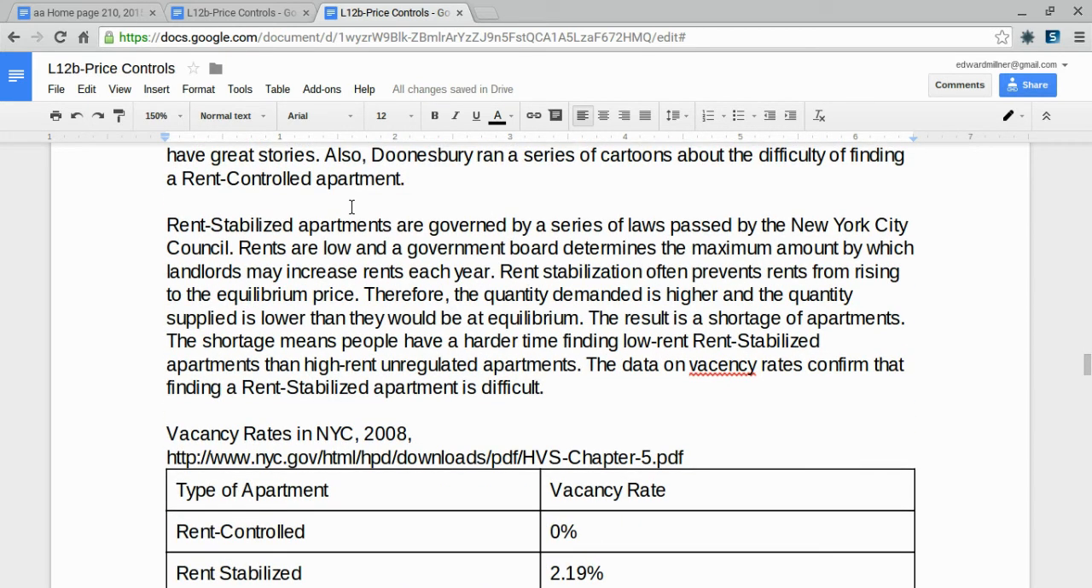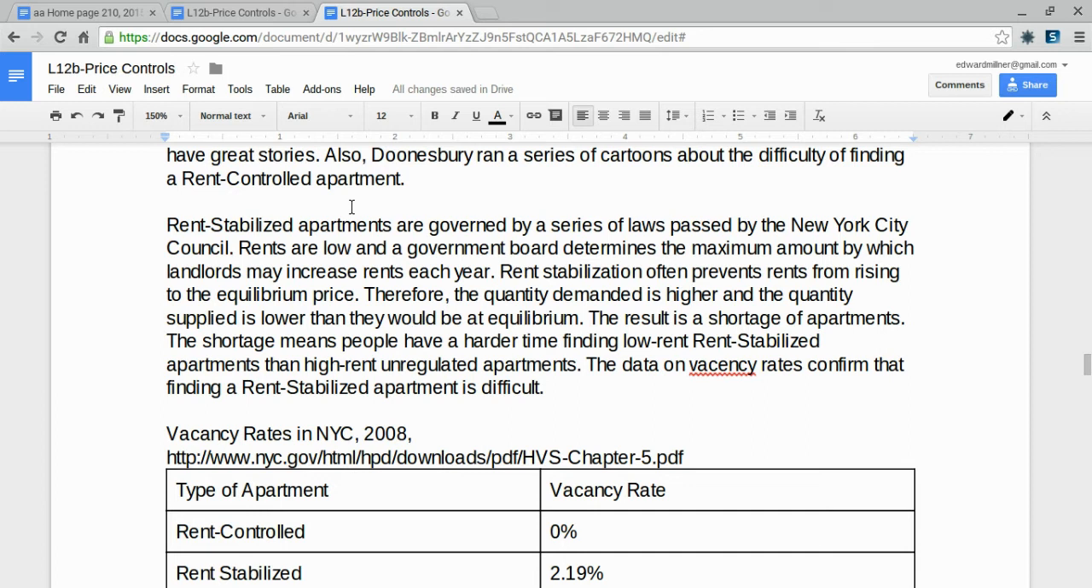Rent-stabilized apartments are governed by a series of laws passed by the New York City Council. Rents are low, and a government board determines the maximum amount by which landlords may increase rents each year. Rent stabilization often prevents rents from rising to the equilibrium price. Therefore, the quantity demanded is higher and the quantity supplied is lower than they would be at equilibrium. The result is a shortage of apartments.